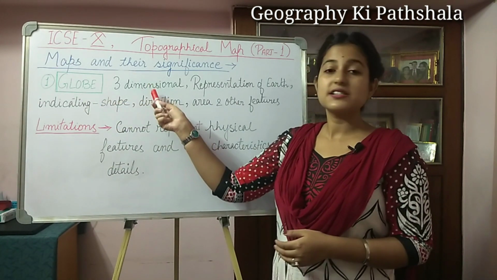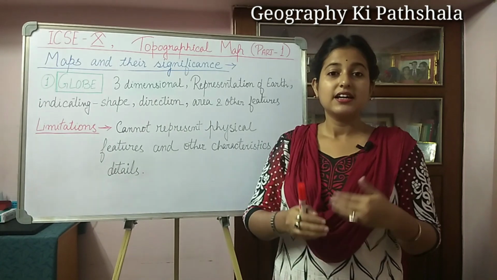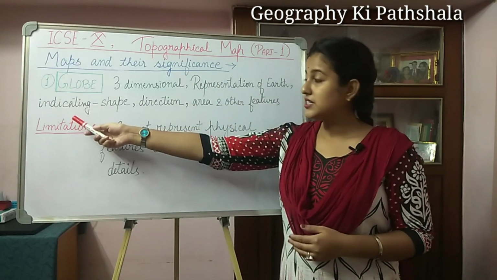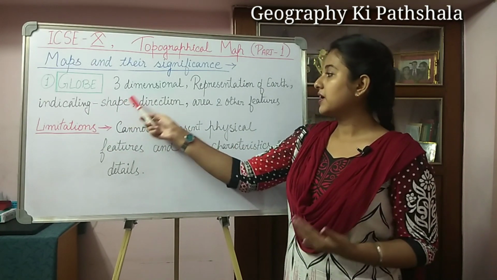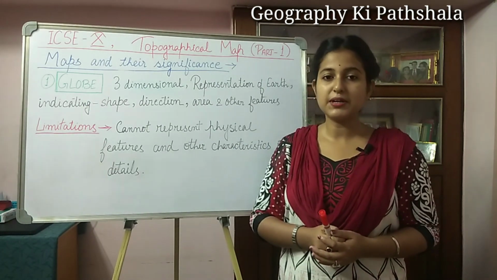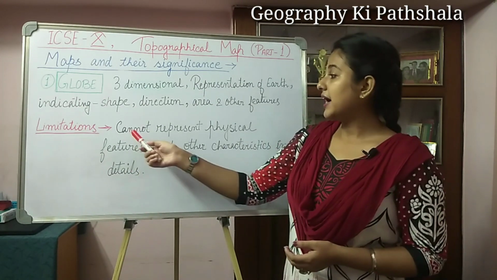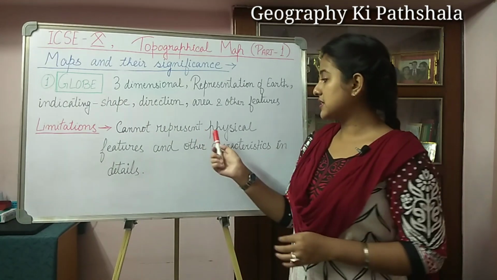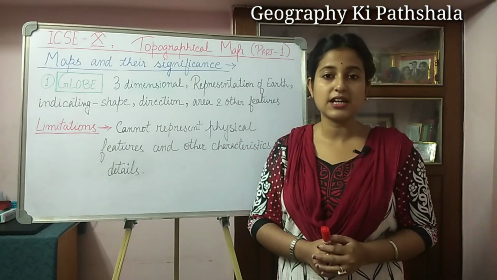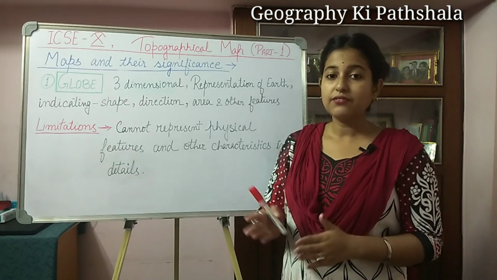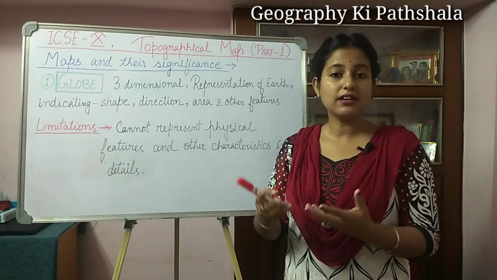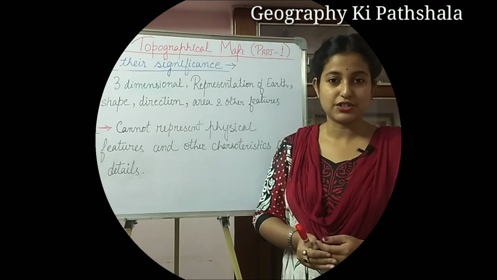The globe is three-dimensional and it is the true representation of the earth, indicating the shape, direction, area and other features. But there are some limitations of the globe: you cannot represent the physical features and other characteristics in detail, and due to this limitation the thinking of map representation emerged.